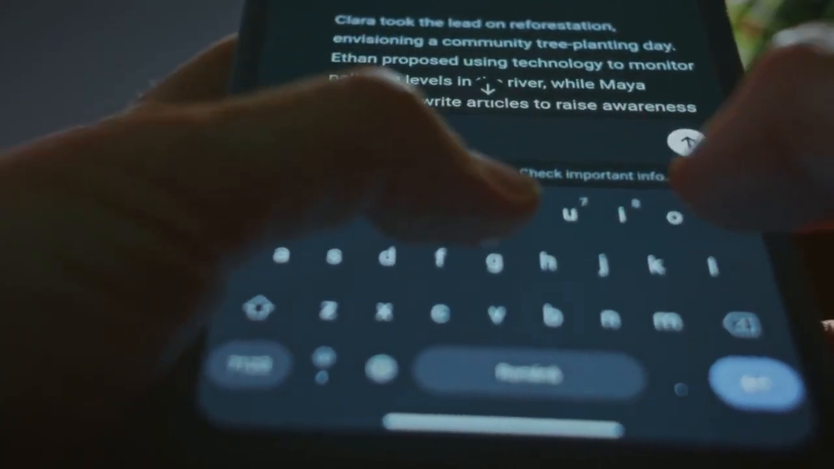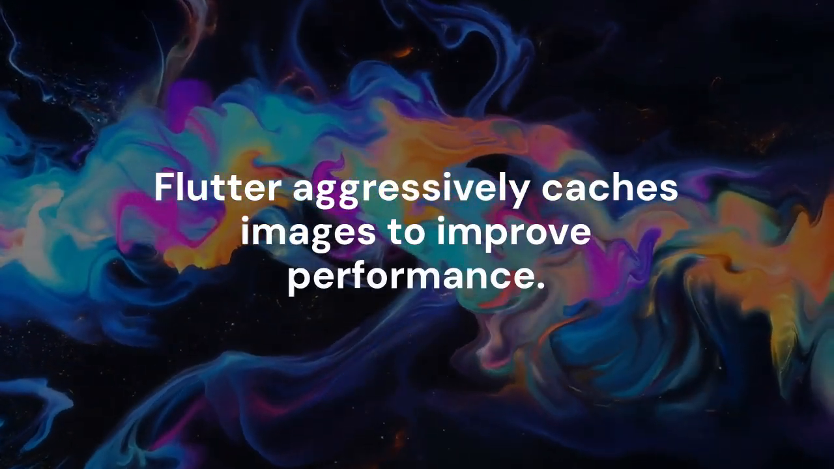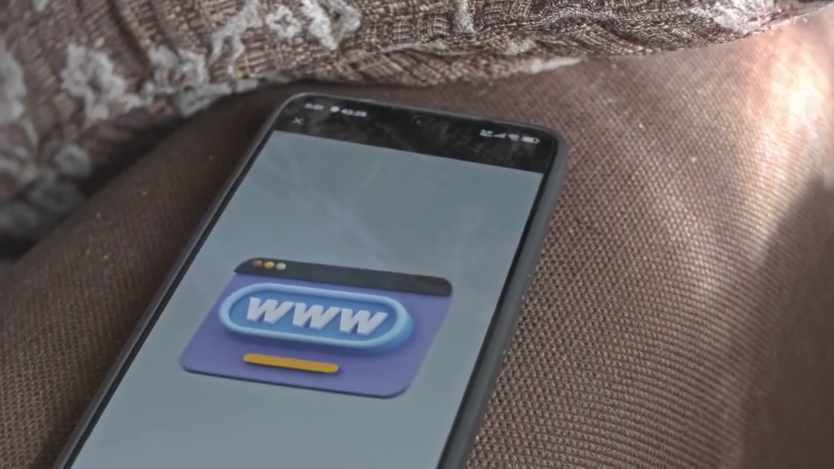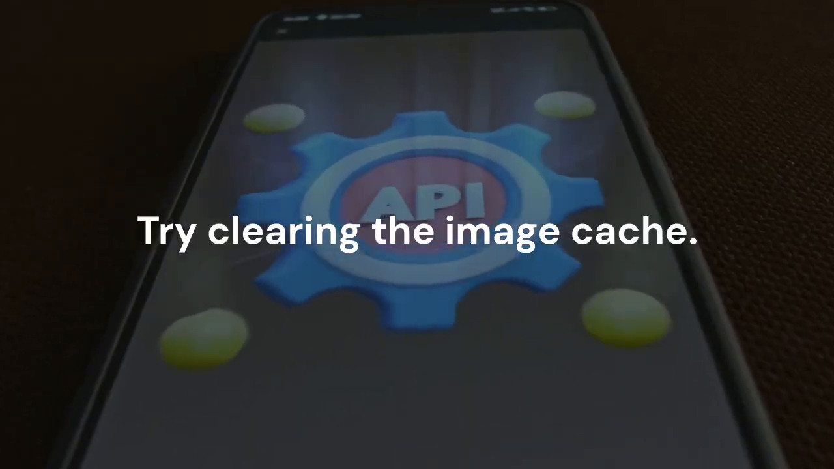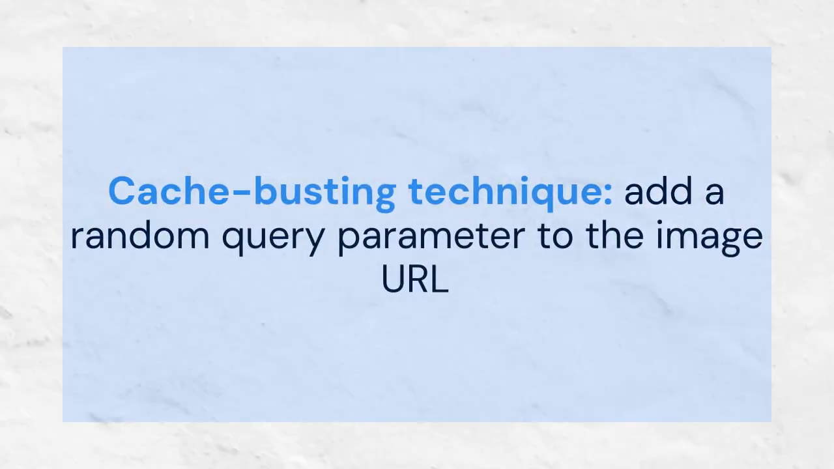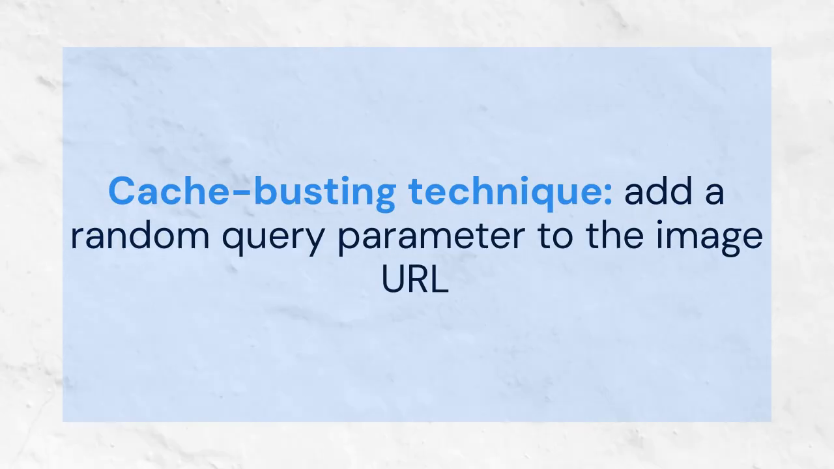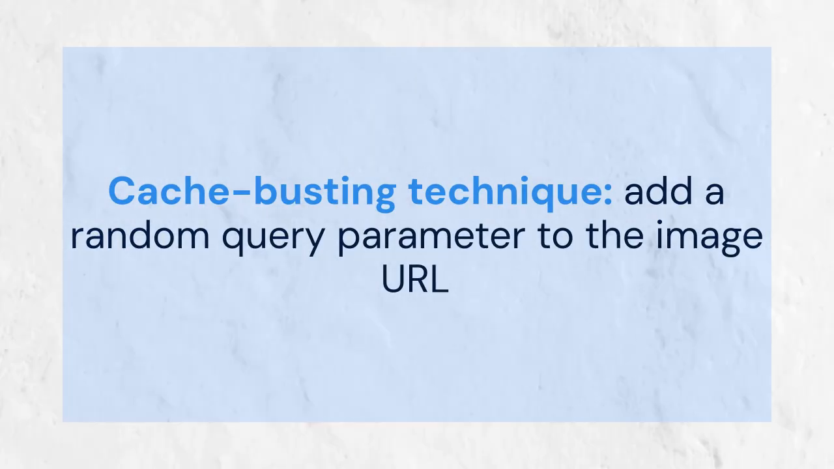Image caching can also be a culprit. Flutter aggressively caches images to improve performance. Sometimes, the cached image data becomes corrupted. Try clearing the image cache. You can achieve this by using a temporary cache busting technique, adding a random query parameter to the image URL. This forces Flutter to reload the image.